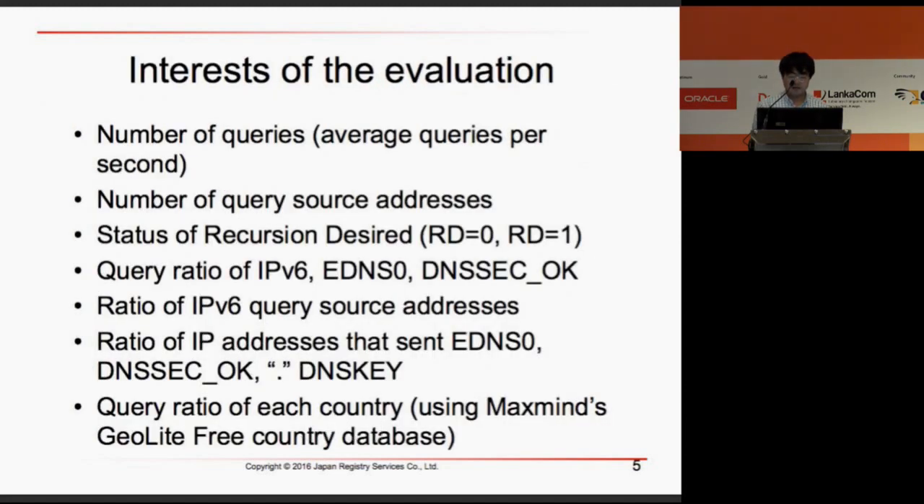Then, my interests in the evaluation are: number of queries, average queries per second, number of query source addresses, status of recursion desired, query ratio of IP version 6, EDNS0, DNSSEC OK, ratio of IP version 6 query source addresses, ratio of IP addresses that send EDNS0, DNSSEC OK, root DNS key, and query ratio of each country.